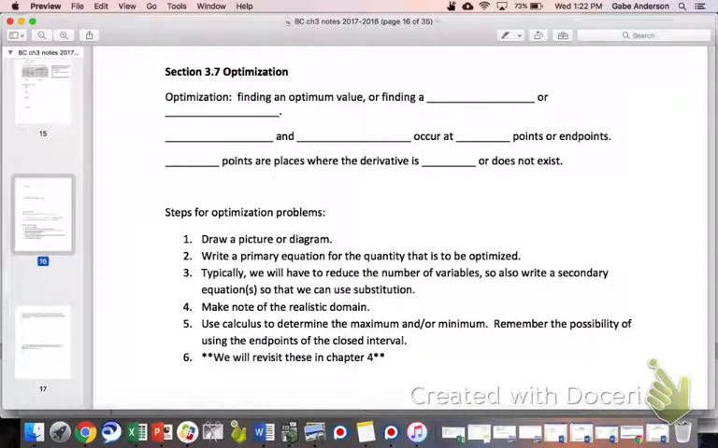Optimization is another way of saying finding an optimum value or finding a blank or blank. Max or min, that's right. So optimization is about finding maxes and mins. And then a little canned statement from way back. I know with my folks, we said this repeatedly last year. Blank and blank occur at blank points or endpoints, blah, blah, blah. What do you think go on the first 2 blanks? Yeah, maxes and mins.